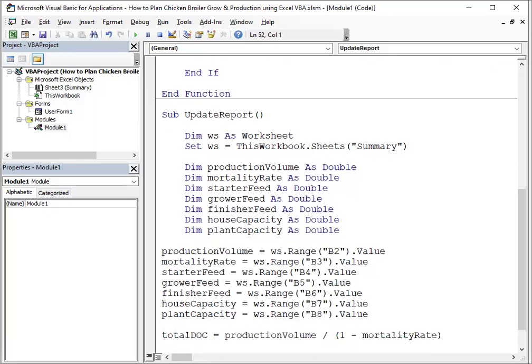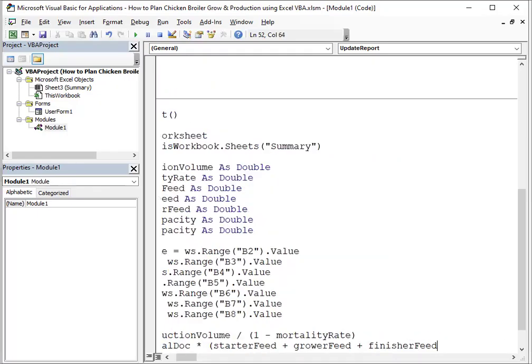Okay, we're gonna calculate also the total feed. So we're gonna say total feed equals total DOC multiply times, okay, all you have to do is start all. Starter feed, all the feeds, starter feed plus grower feed plus finisher feed. Okay, then close it.